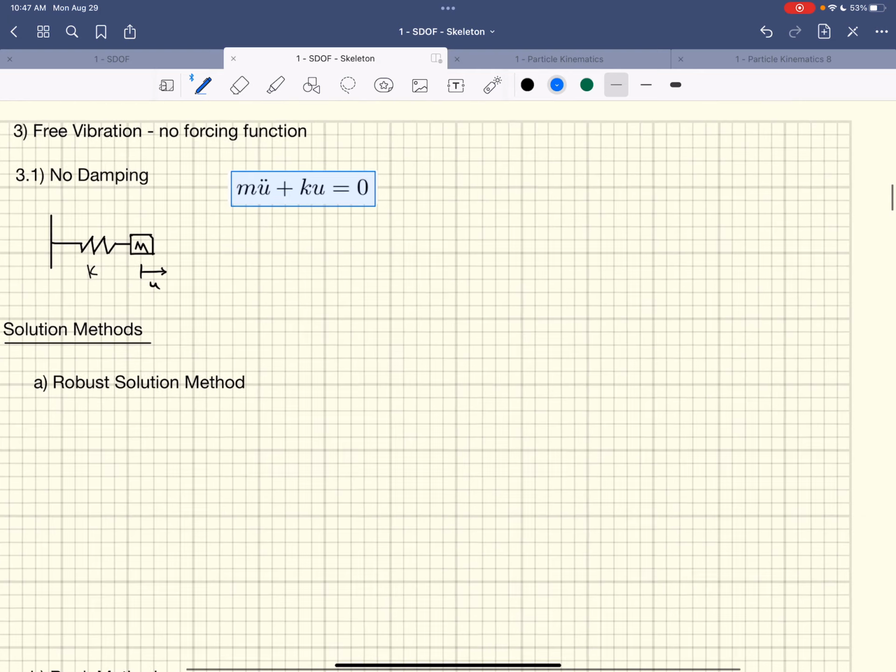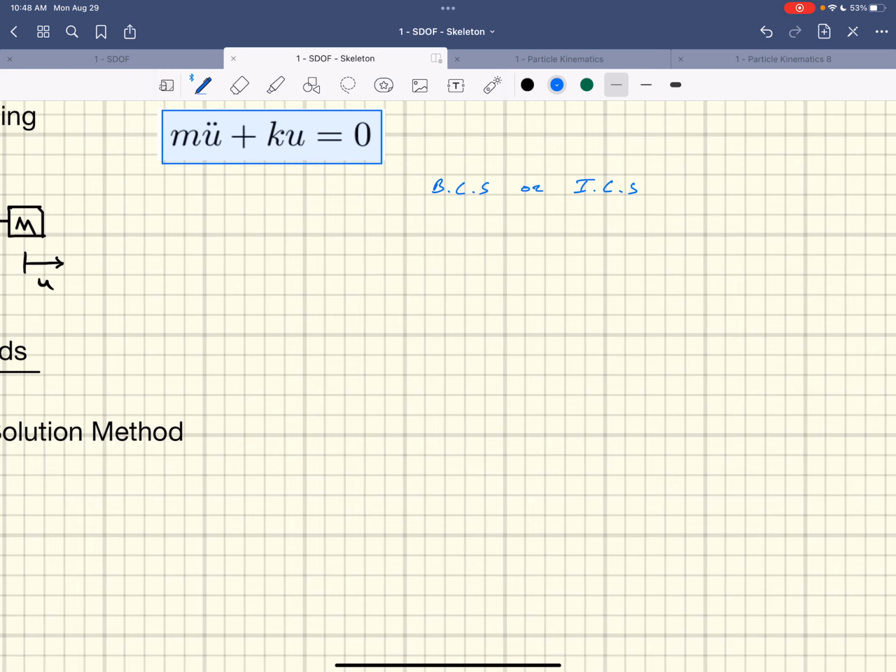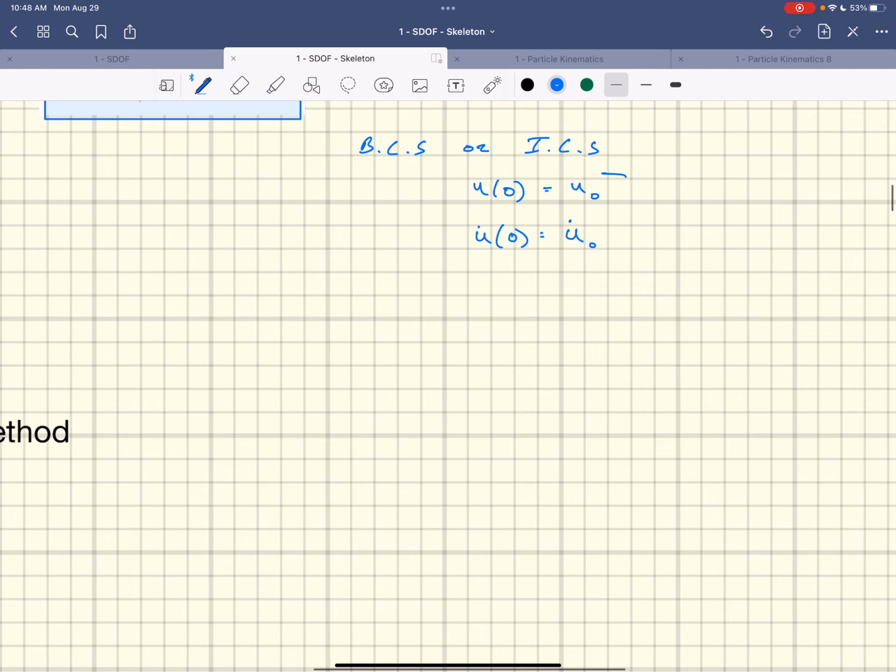So in this derivation right here, we'll stop after this, but you get the boundary conditions, BCs or ICs, okay? And for this derivation, we're going to say U of 0 is equal to U naught, and U prime or U dot of 0 is equal to U naught dot. These are just constants. We call them U naught and U naught dot, but they're just numbers. It's how much you displaced it at the beginning, and how much initial velocity you gave it at the beginning. That's all that is.